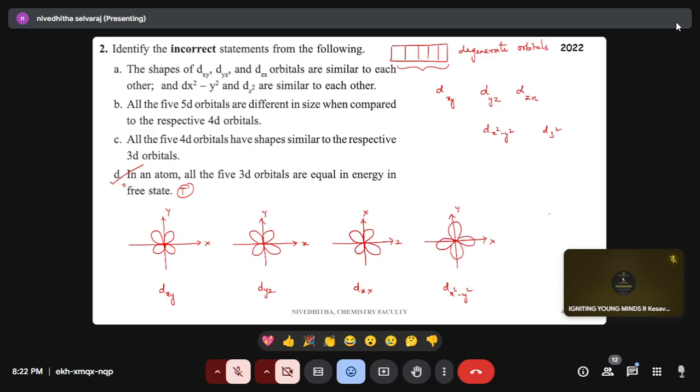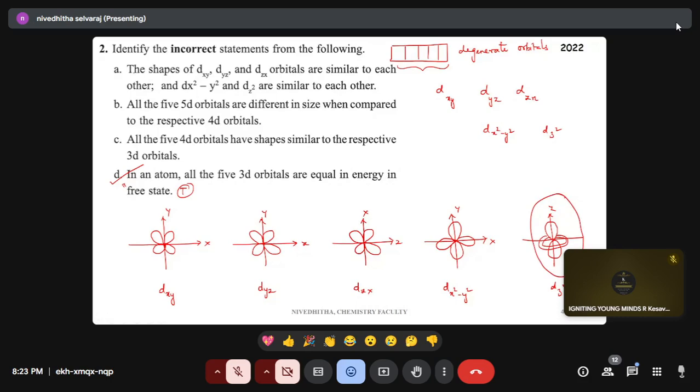And finally, this is the structure of dz square. Let us take this as the z-axis. Now I have one dumbbell shape and one donut shape, right? So this is the structure of dz square. See, now the shapes of dxy, dyz, dzx and dx square minus y square are similar, but the shape of dz square is completely different, right?